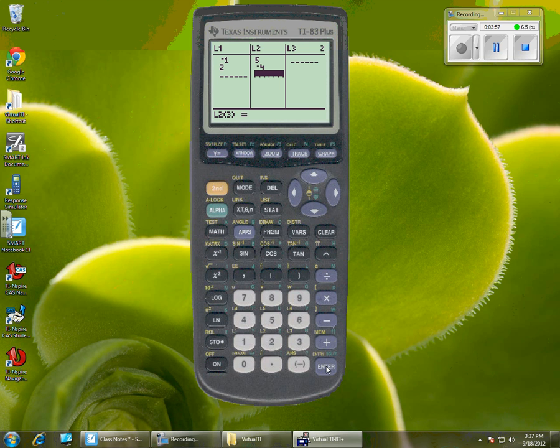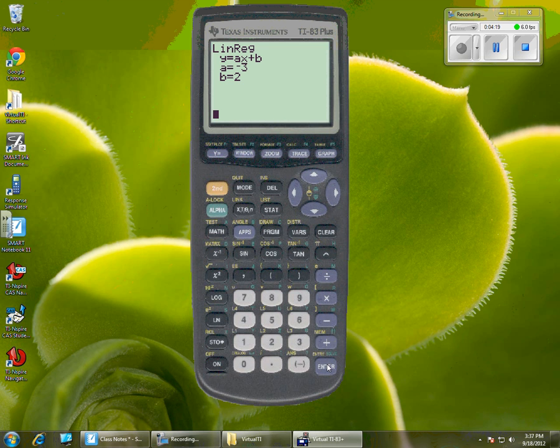Now that I have that done, I'm going to go back to my stat, that same button, and arrow over to calculate. It told us linear regression, so number 4 says LinReg, linear regression. I'm going to hit enter. It blinks at me, so it says hit enter again. And then it tells me y equals ax plus b, where a is -3 and b is 2.